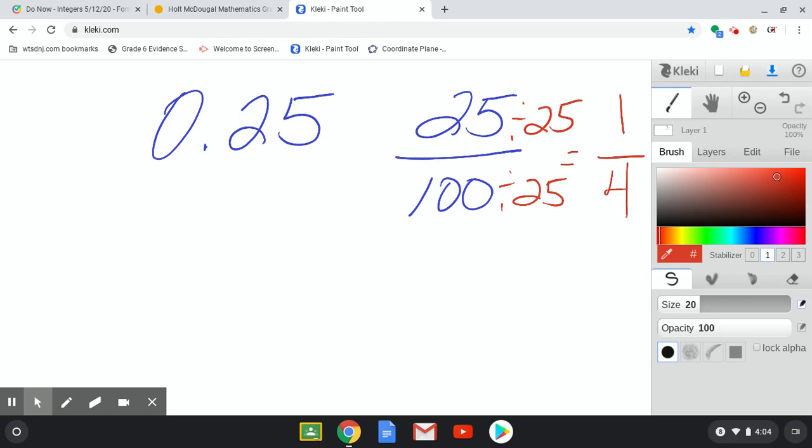You have to remember, for the do now today, you must simplify, otherwise you do lose points. All answers need to be simplified down. That's where your rules come into handy, your divisibility rules, right? So if a number ends in a 5 or a 0, we know that they're divisible by 5. So you could have done these by 5. It would have taken you a little bit of time to get to the 1/4, but it still would have worked. Okay, let's try another one.